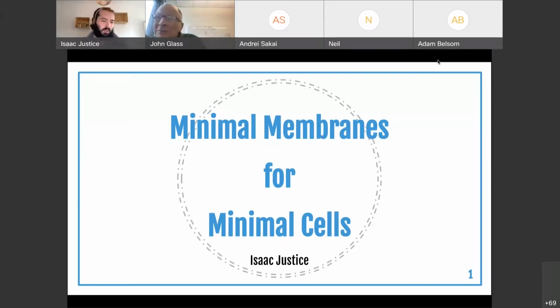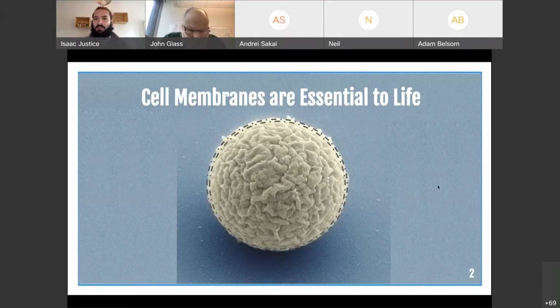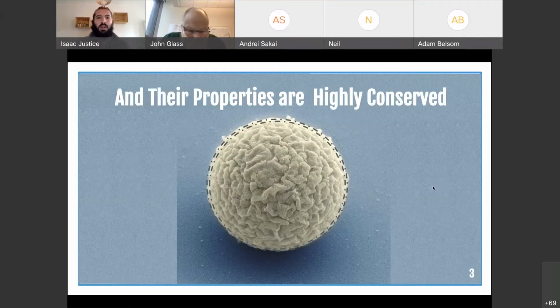The guiding question that I hope to set up, and then she'll start to answer a little bit, is why does life need so many lipids? So now I'm going to hop in. We know that cell membranes are essential to life. They're conserved across all life as we know it, and they have highly conserved properties.